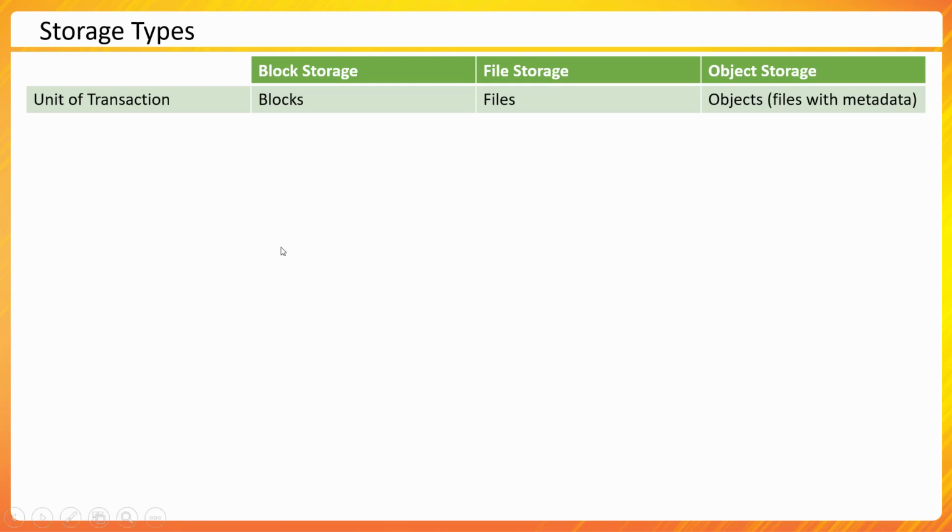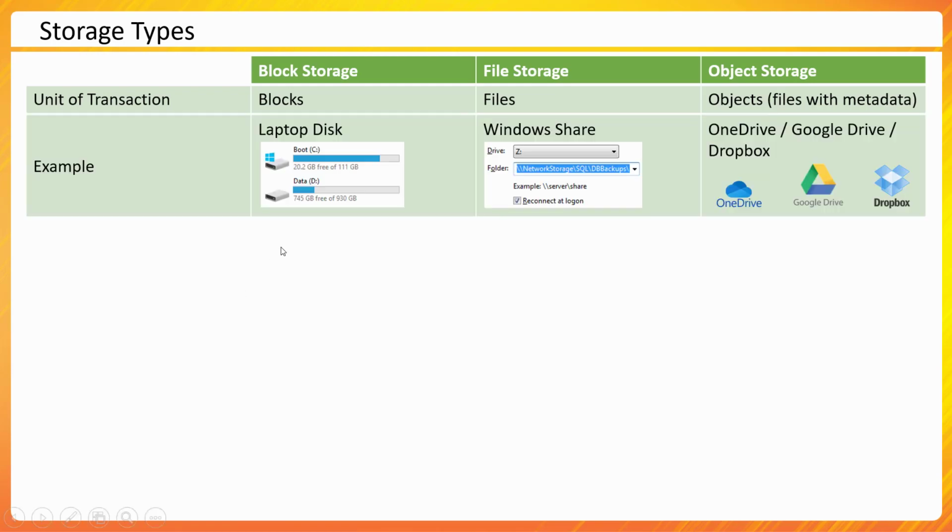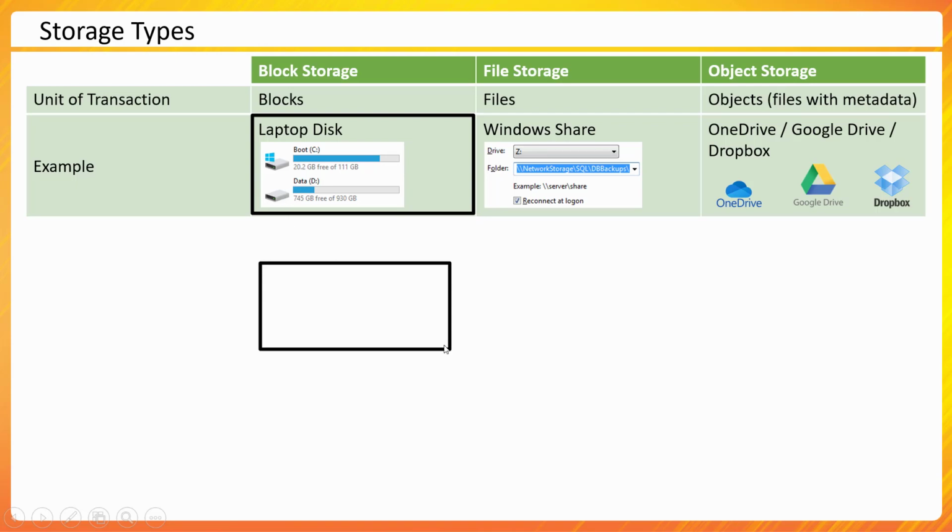Let's talk about the second aspect here, which is examples. If you are accessing a laptop hard disk, as I said, you are accessing block storage. You can take that hard disk and partition it. Like in Windows we call it C drive, I would be keeping my operating system there, and the remaining I would call D drive, and I would be keeping my data here. So that is my block storage.